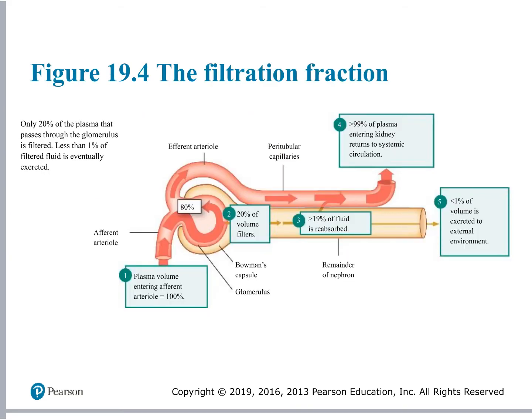The filtration fraction is around 20%. 80% of the circulation stays inside of the glomerulus, it stays inside of the cardiovascular system. So the 20% that is filtered out, more than 19% of it is going to be reabsorbed back into the system, which means that less than 1% of the filtrate that is from the filtration fraction is actually going to become part of the urine, and it's excreted to the external environment.